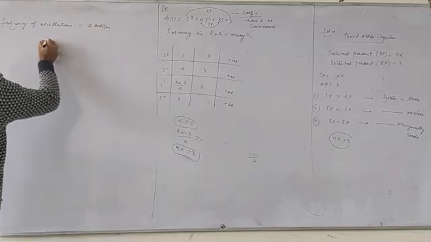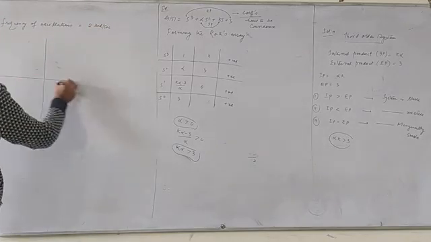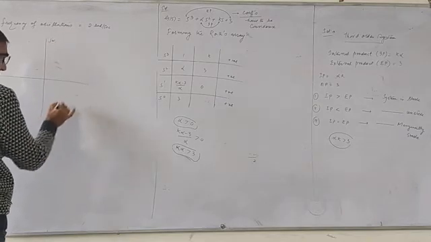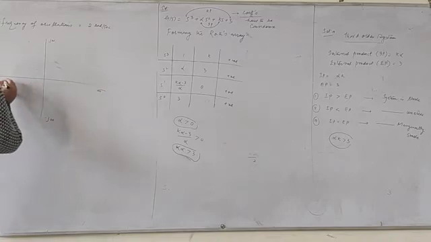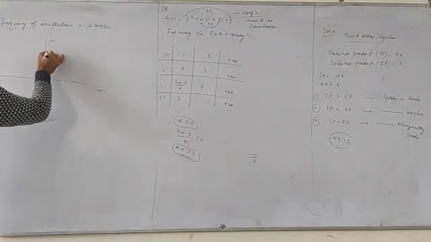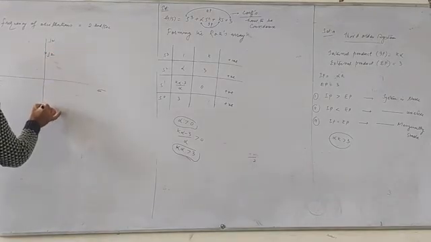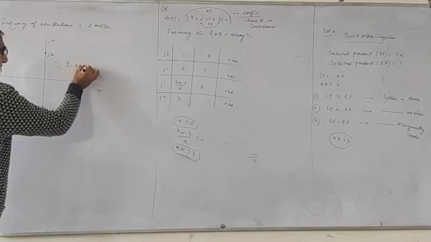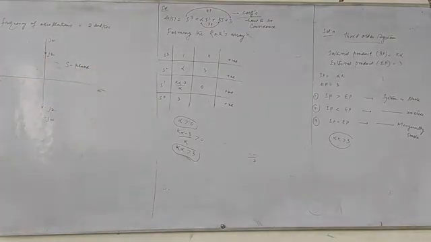Let me draw the graph for the explanation's sake. This is your j omega and minus j omega axis, and this is your real axis sigma. Now what are these? j2 and j minus 2. So j2 will be somewhere here, and j minus 2 will be here. This has been given in the question.